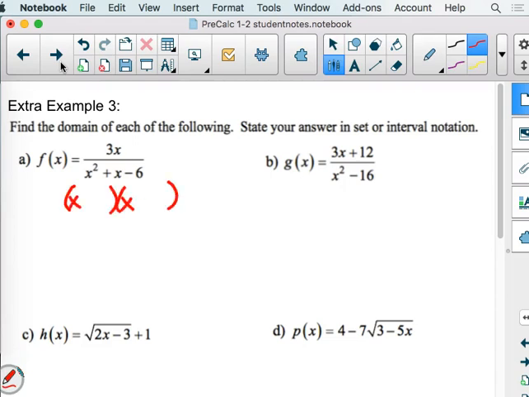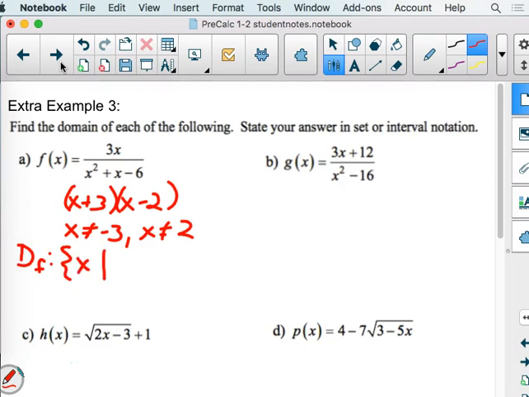All right. Come up with 2 numbers that multiply to -6 and add to 1. What are they? 3 and -2. So we have to tell people you can't use -3 and you can't use 2. And we need to do that in set builder and interval notation. So this is the domain of F, such that x is defined as x can't be -3 and x can't be 2.